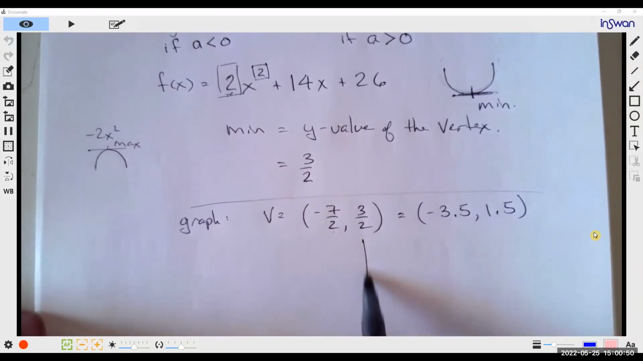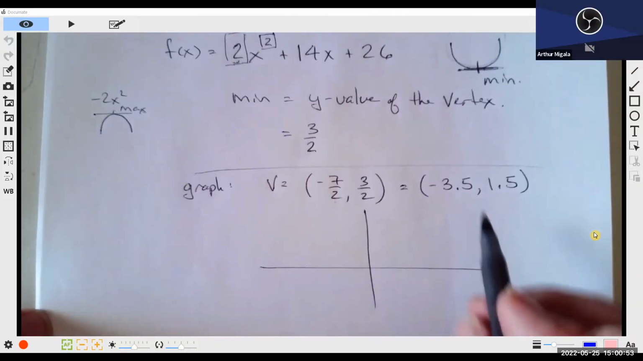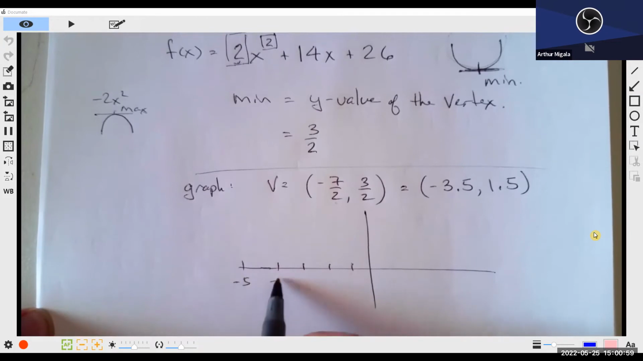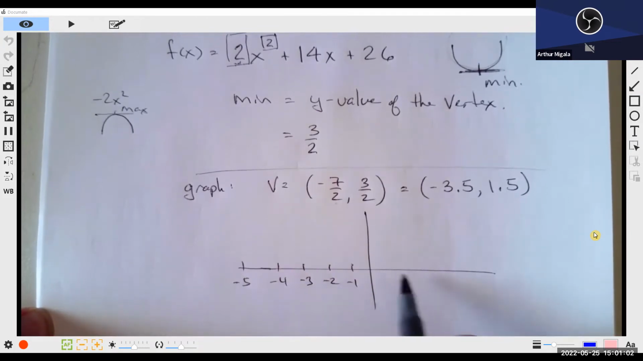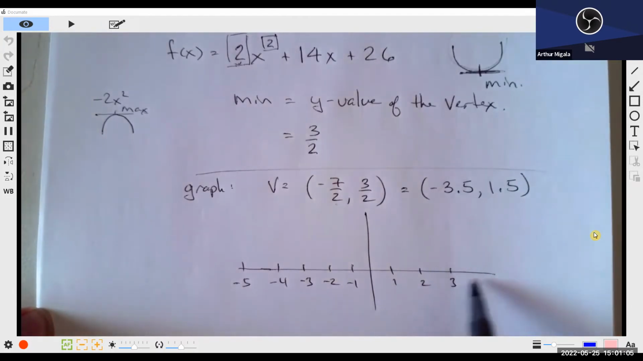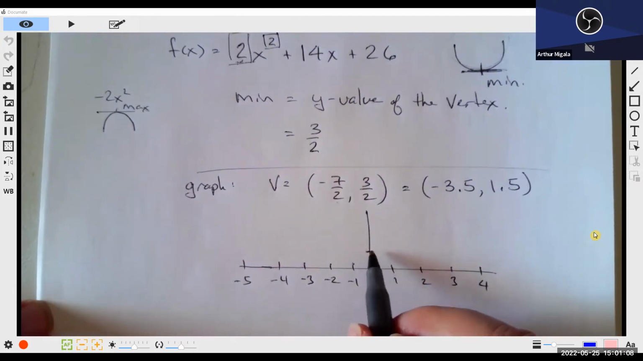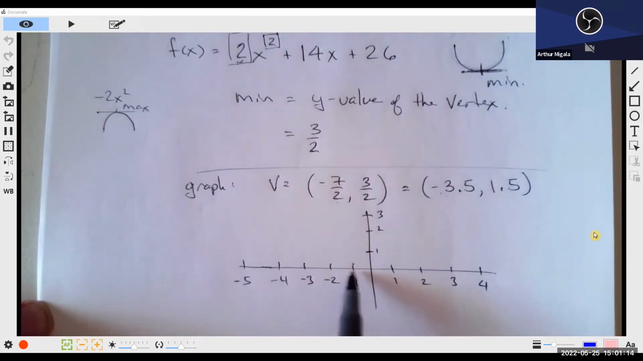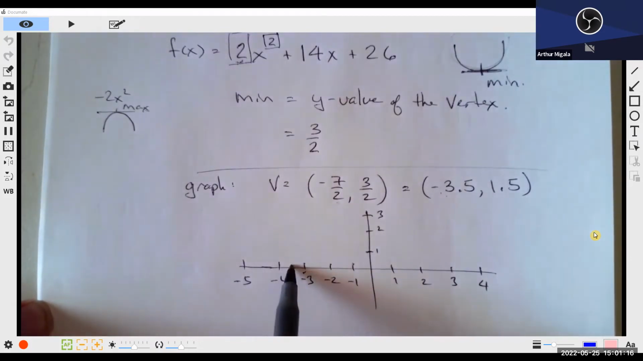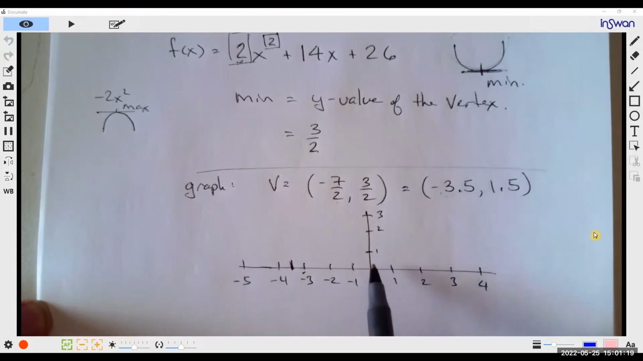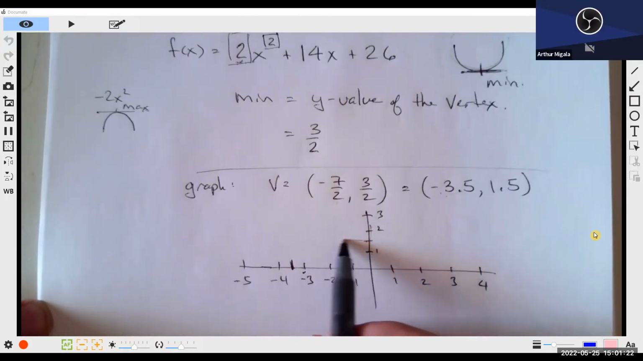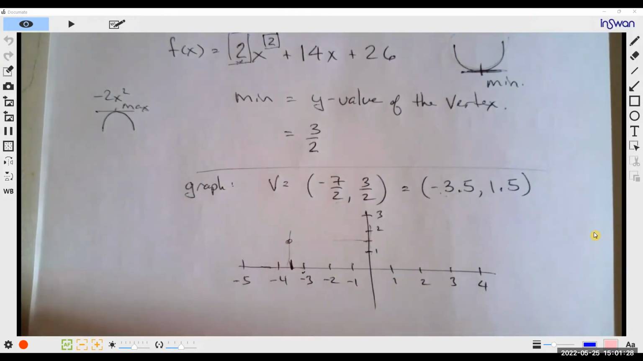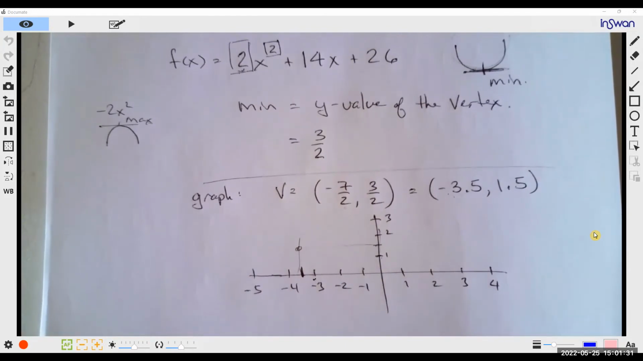We know that on the graph, we have 1, 2, 3, 4, and -5, -4, -3, -2, -1. So we know we have to go to the left. 3.5 is between these two, right there, and 1.5 is between 1 and 2, right there. So there's the vertex. That's 1 point. How would you determine how big it's going to be?